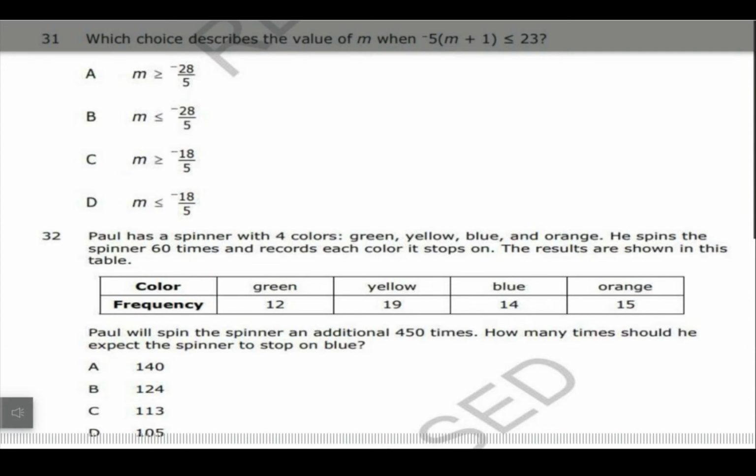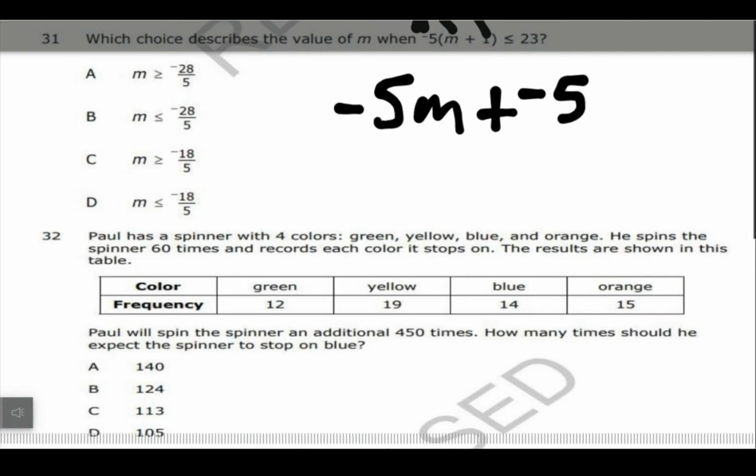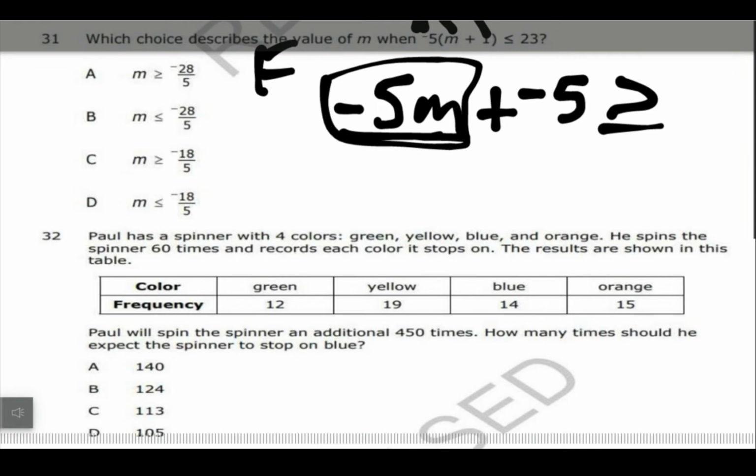All right, so this one we have an inequality with distributed properties, so I need to do the distributive property first. So negative 5 times m is negative 5m, and then negative 5 times positive 1 is negative 5. All right, and then you remember, when I have a negative variable, I have to flip the sign. The sign was facing to the left, I have to flip it because it's a negative. Now it's greater than or equal to, and then we have 23.